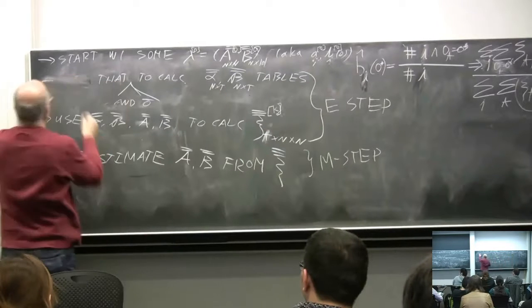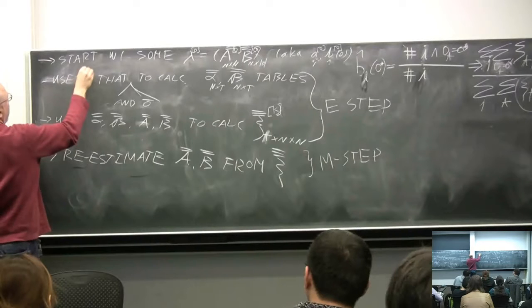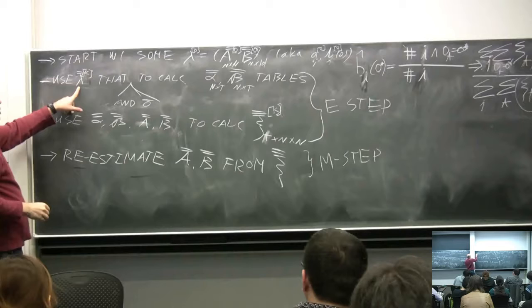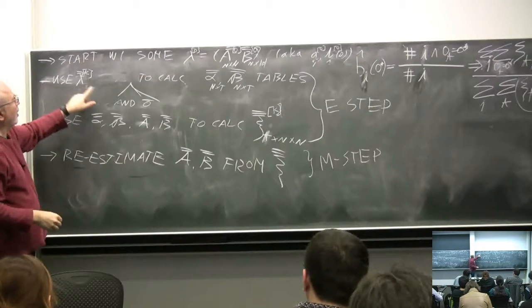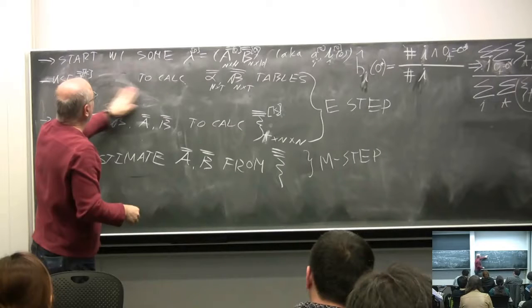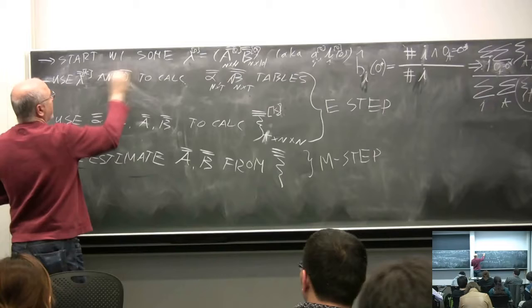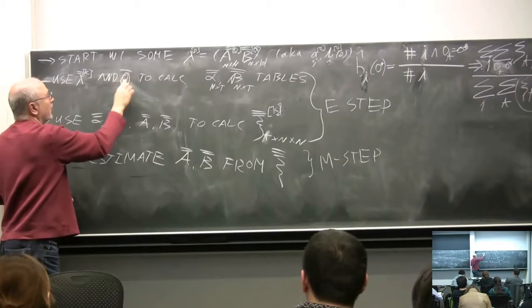I'll write it here more explicitly. Use lambda k and O. O is fixed. The observable is fixed in this process. This is fixed, doesn't change. It's big O, right?